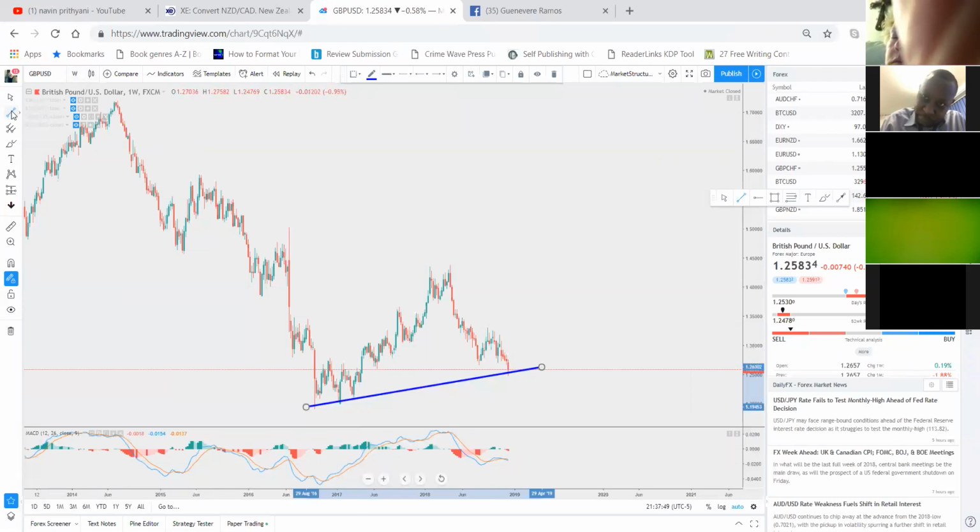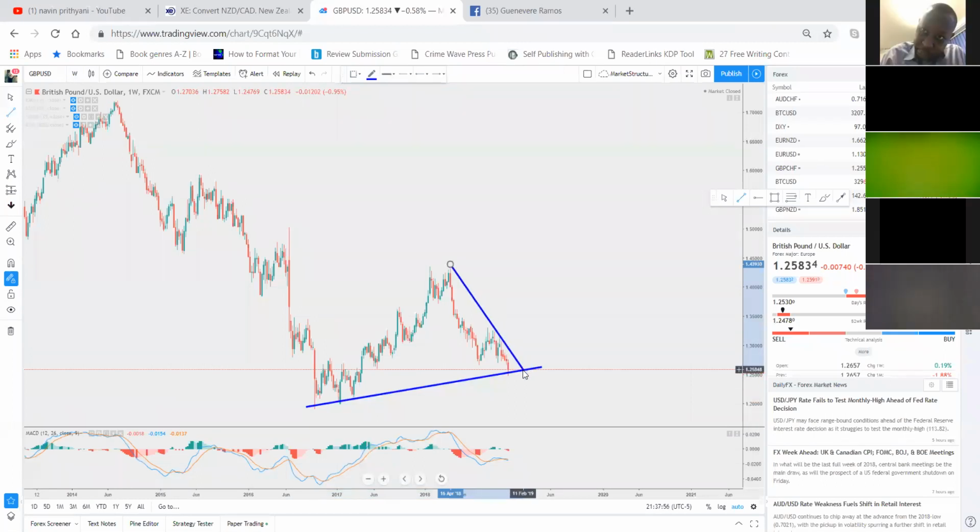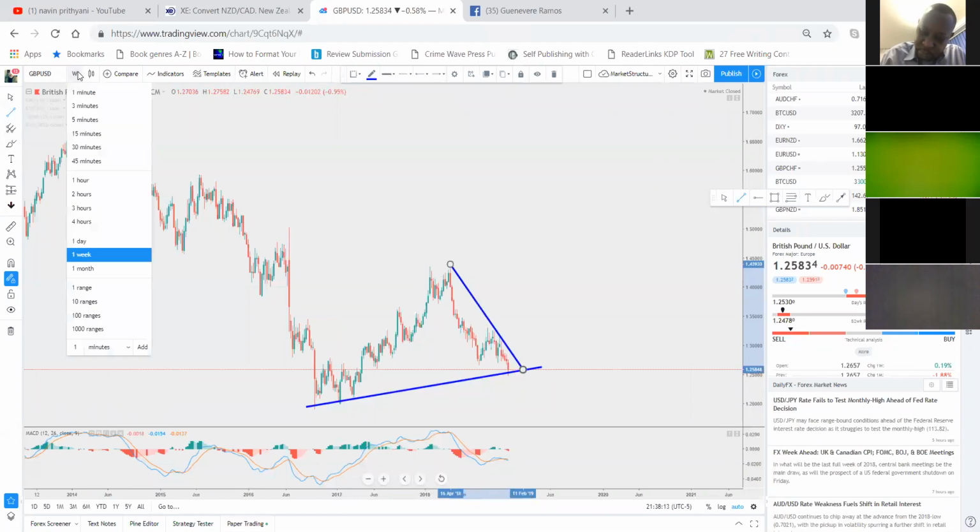Okay, now we'll go on the weekly. Again, we go from wick to wick. 2 touches make a valid trend line, 3 touches make a valid trend. We do have 3 touches, so on the weekly, GBP USD has been on a downtrend. But we see here it has gotten to a major demand zone. And I'll explain the difference in demand and supply in just a minute.